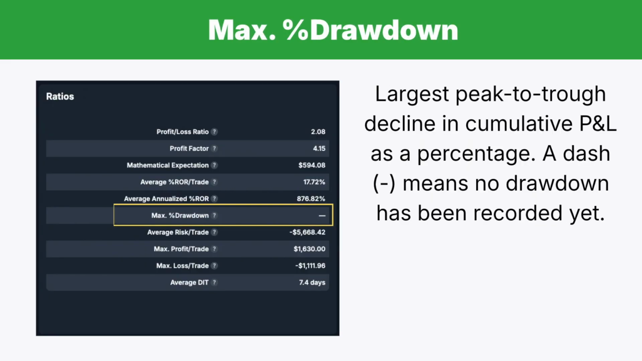The max percent drawdown measures the largest peak-to-trough decline in your cumulative P&L as a percentage. Think of it as your system's worst losing streak, expressed as a percentage drop from the high point. Here, it shows a dash, which means no drawdown has been recorded yet, or there isn't enough history to calculate it. As your trade log fills in, this will become one of the most important numbers to watch.